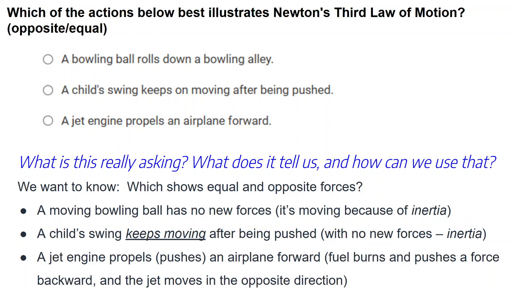A jet engine propels or pushes an airplane forward. So what's happening is fuel is burning and pushes a force backward, and the jet moves with an equal force in the opposite direction to the burning fuel, so it's going to go forward. So that's our answer, that third one.